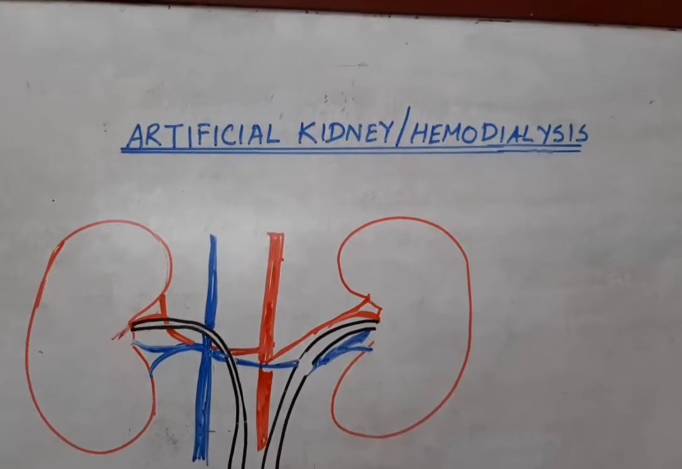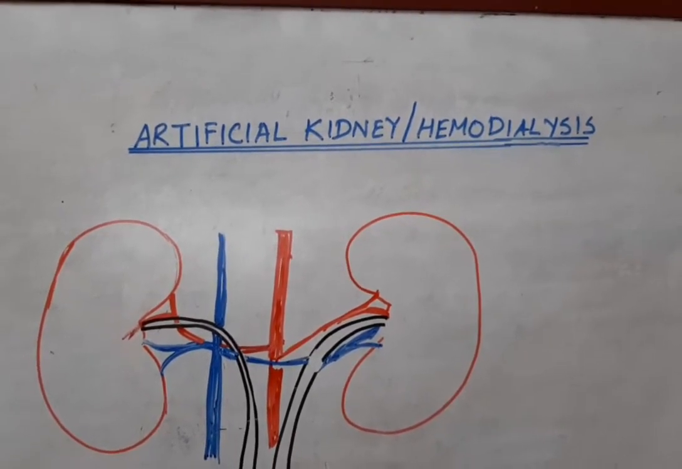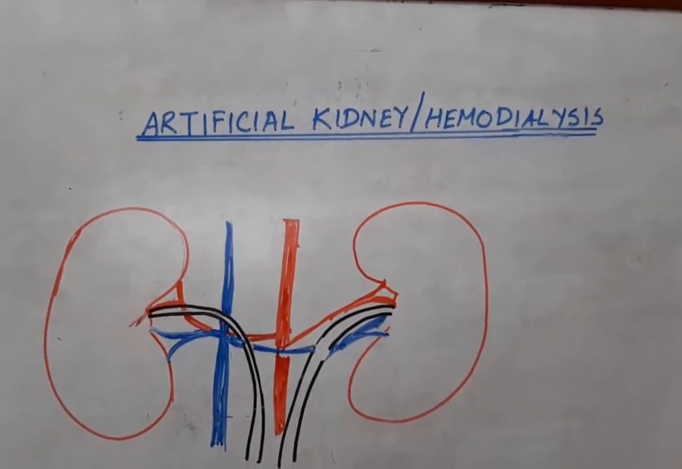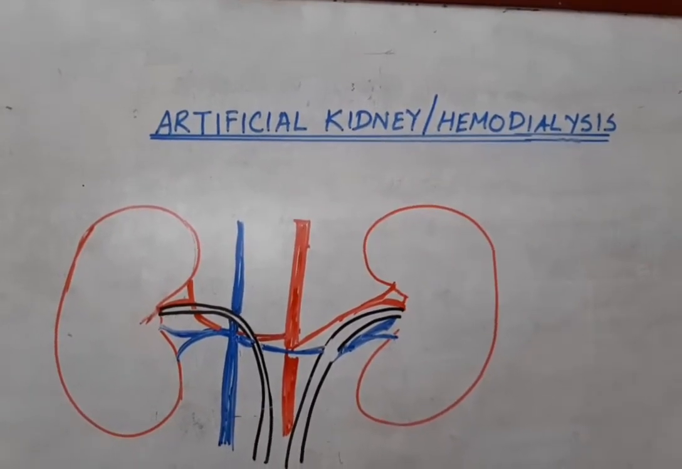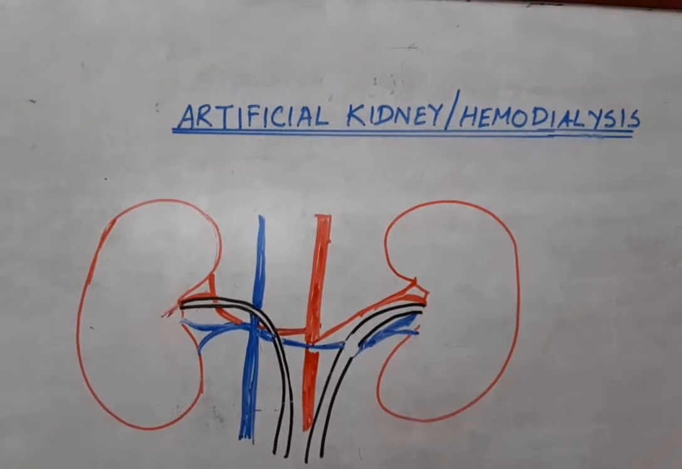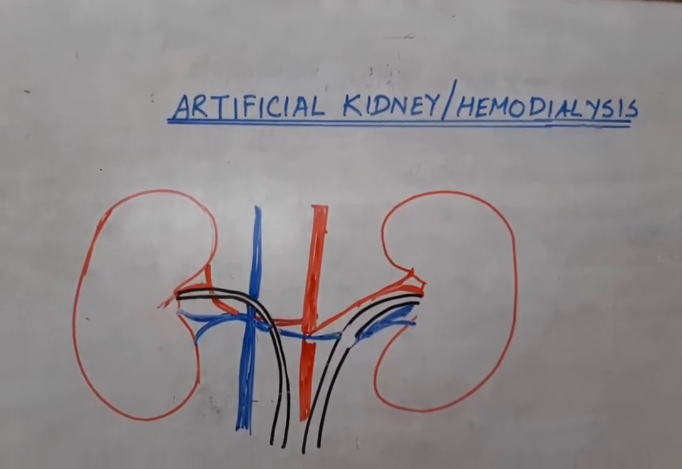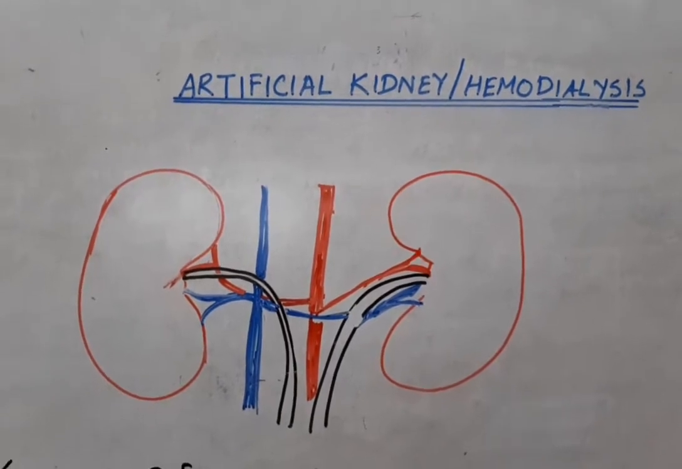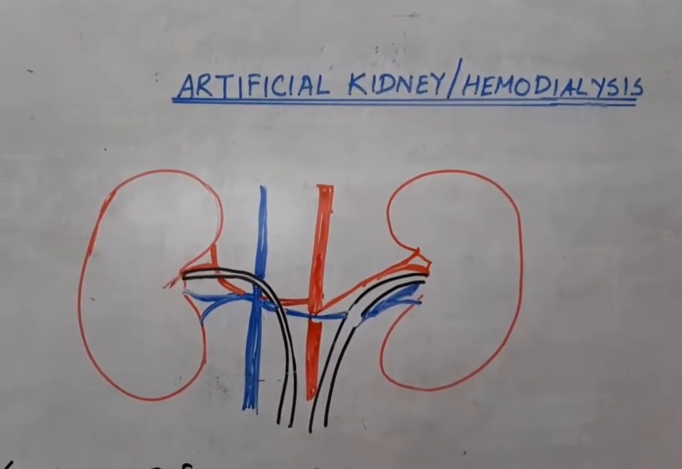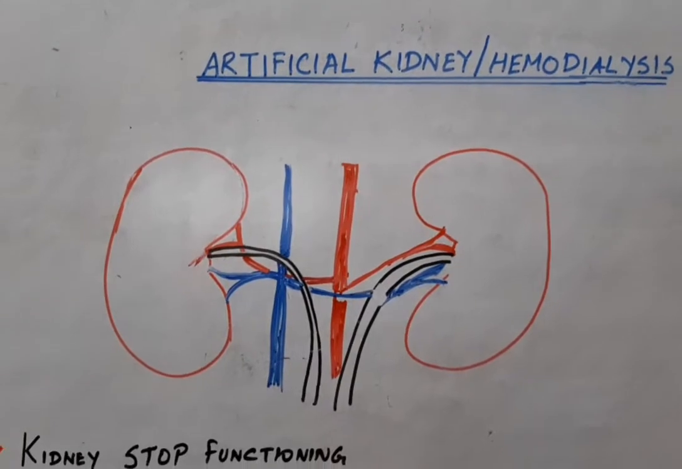This is a new part introduced in your NCERT book for class 10 in the excretion part of the chapter 6, life processes. Now, what is hemodialysis? That I will describe to you later. Before that, let us know why this hemodialysis takes place and what is the role of the kidney.